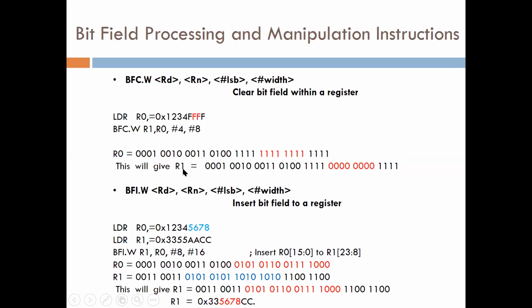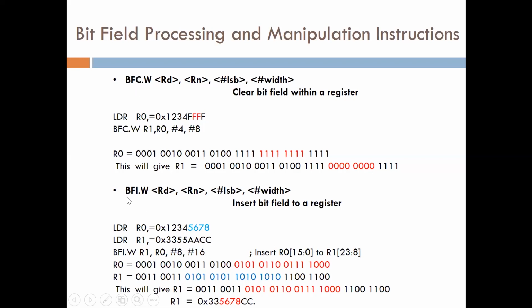So finally, after execution, what will be the content of R1? The remaining data will be the same, but the selected bit field, the 8 bits from the fourth position, will be cleared. So this will be the data after execution of the BFC instruction as shown in this example. I hope everyone has understood what bit field clear is.